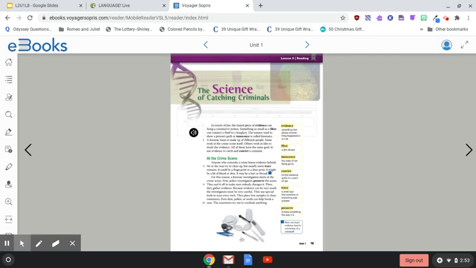Now turn to page 19. Read The Science of Catching Criminals silently. We are required to ask and answer a variety of questions at different levels of difficulty. We talked about the word evidence as it relates to forensic science. How do we use evidence to confirm our understanding of text?